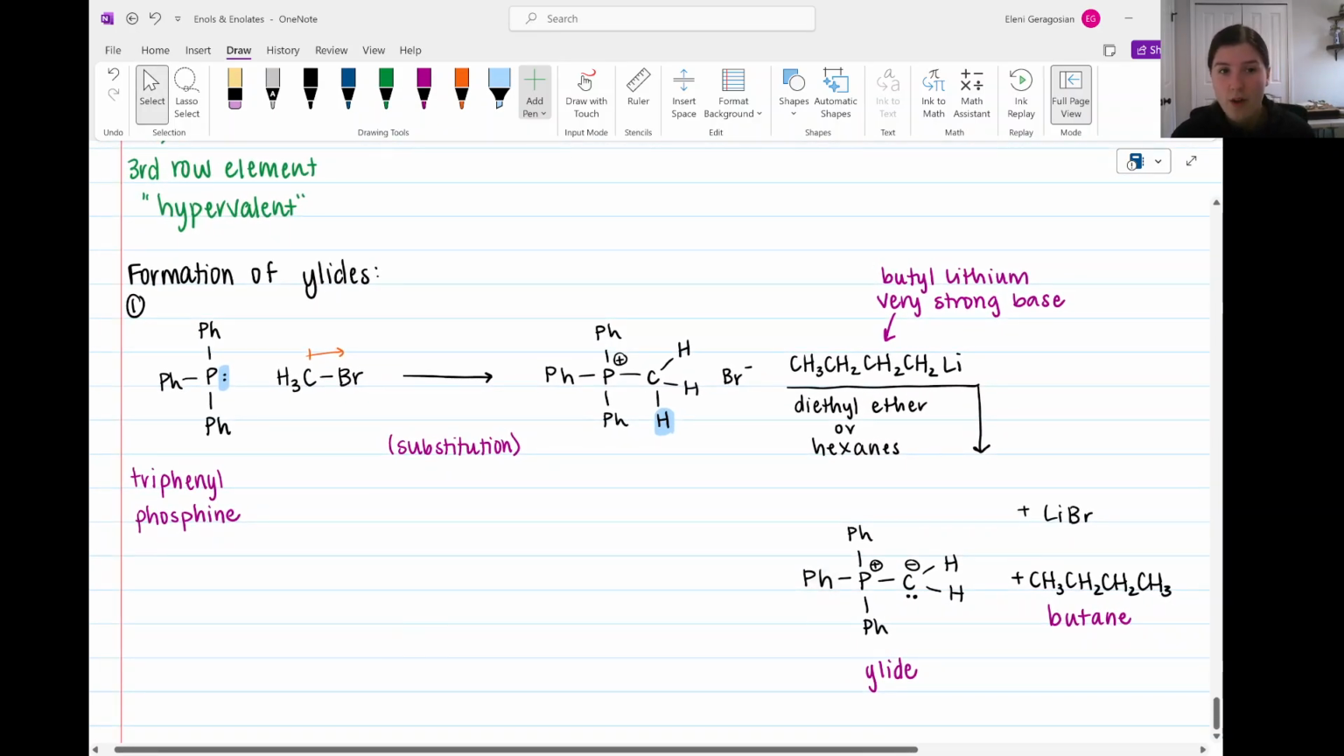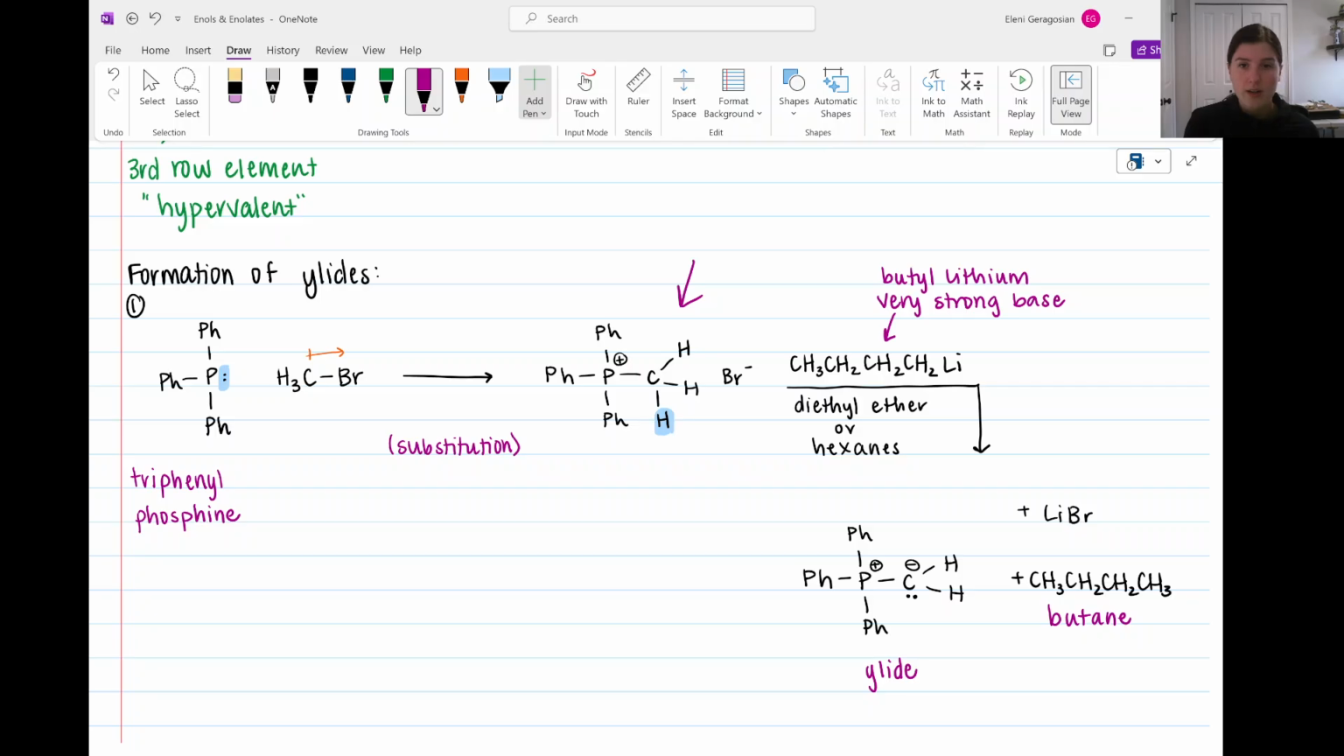Okay, so that's one way to form an ylide. We start with triphenylphosphine, add an alkyl halide with a good leaving group, so bromine or chlorine. That forms this compound here. We need to remove a hydrogen from the carbon, so we use a strong base, butyllithium. It's not a very acidic hydrogen, so that's why a very strong base is needed when you form the ylide.